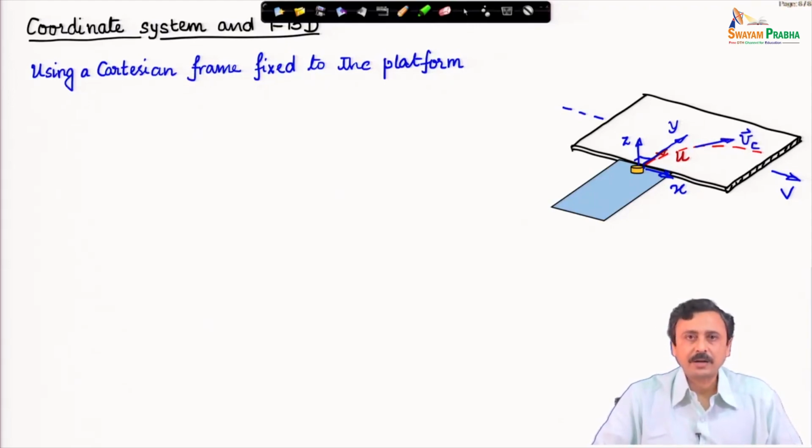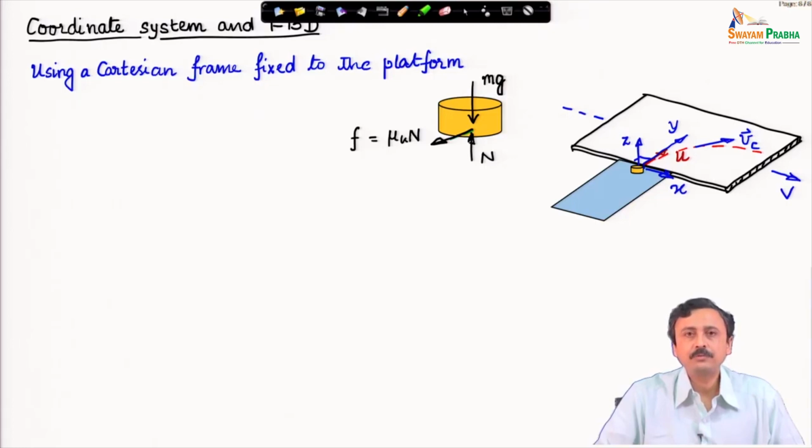And the velocity of the particle as seen by the observer on the fixed platform is tangent to this path. This is the velocity of the particle that the stationary observer will see, and this velocity is tangent to the path the particle will follow.